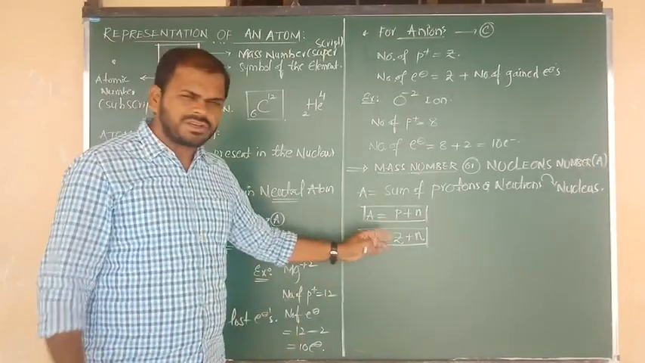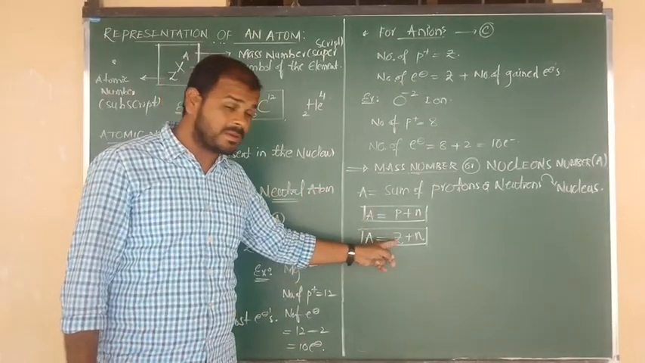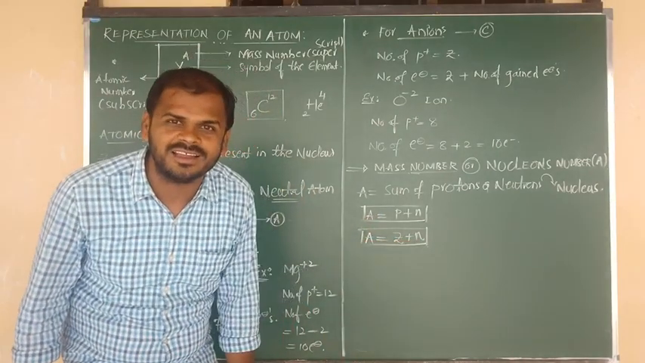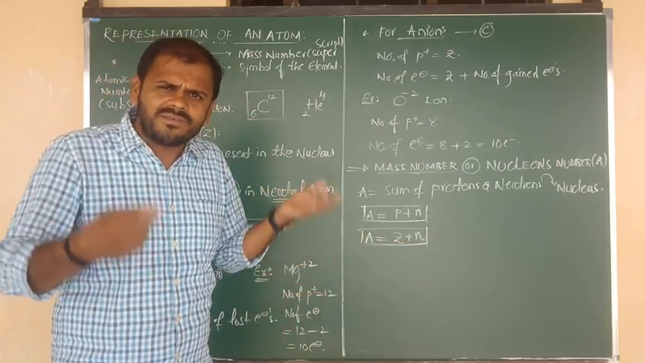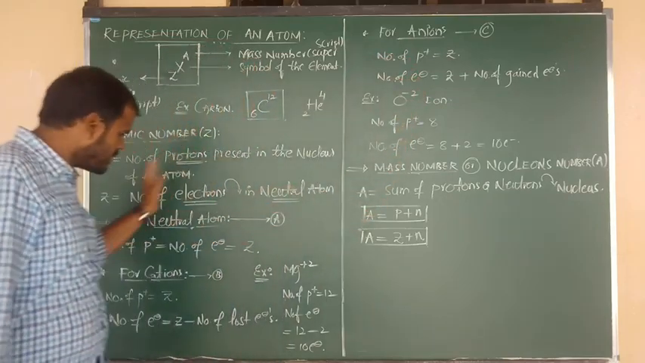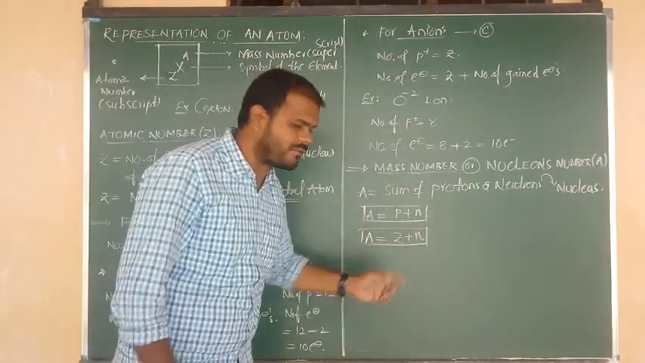Now I want this equation to be modified. What is meant by A? Mass number. What is meant by Z? Atomic number. What is meant by N? Neutrons. Sir, how to calculate the number of neutrons? Up to now we have seen only the calculation of protons, but we don't know how to calculate the number of neutrons.